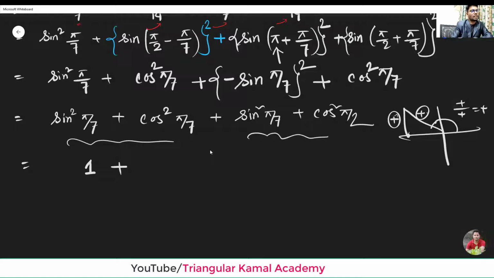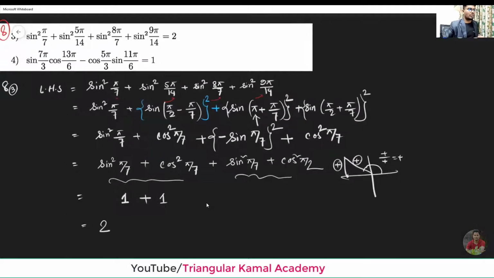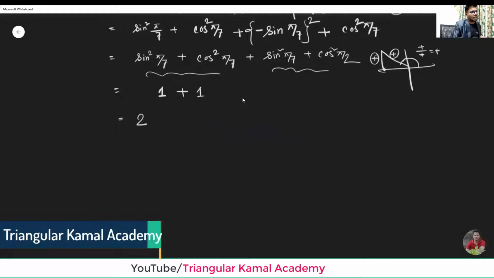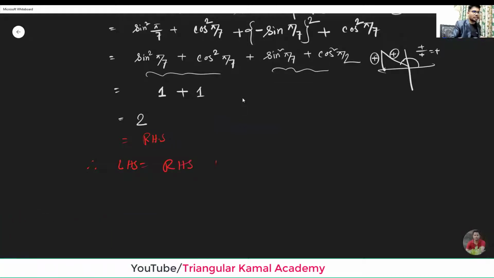Here also a square, sin square theta plus cos square theta equals 1, so there is 2, and our requirement is to show that, this is the right hand side. According to the question, the simplification of the left hand side equals 2, which is the right hand side. So left hand side equals right hand side, and this is proved.